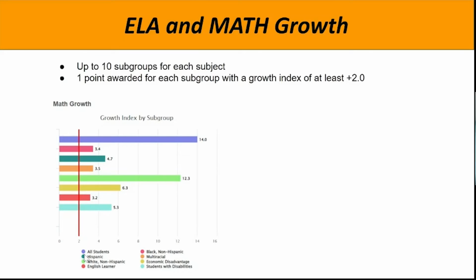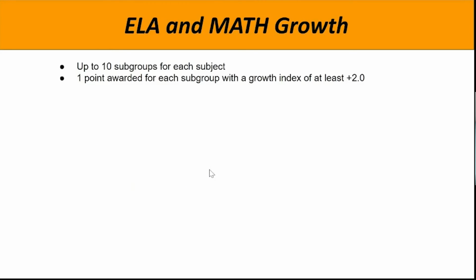This group did really well. So we can see that red line is that +2 for the growth index. And it looks like every single one of our groups here actually are above that +2 for the growth index. So we're going to go ahead and assign them 8 out of 8 points. And then we'll take a look at ELA.